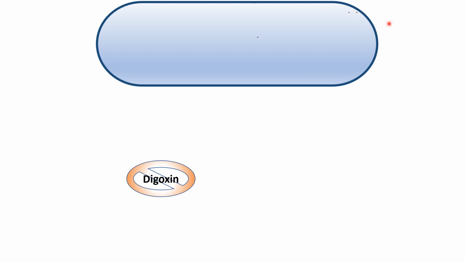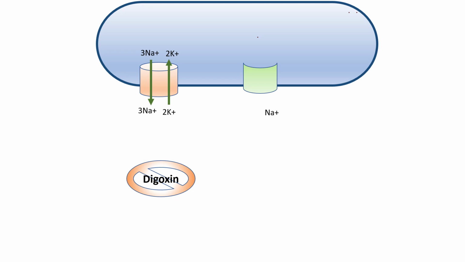This is the cardiac myocyte, and this is digoxin. Let us recapitulate the flow diagram of the sodium-potassium ATPase pump. Sodium moving outside the cell, potassium moving inside the cell. Let us recapitulate the flow diagram of the sodium-calcium exchanger. Sodium moving inside the cell in exchange for calcium, which is moving outside.